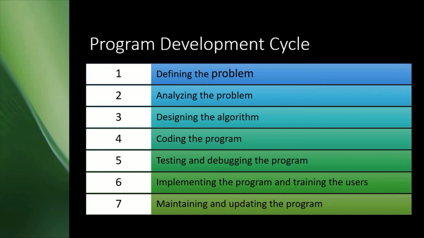We must also specify the output which the program should generate. So in this case, we need to display total marks, average marks, and also the class scored by the student, such as first class, distinction, second class, and so on. After analyzing the problem, the next step is designing the algorithm.